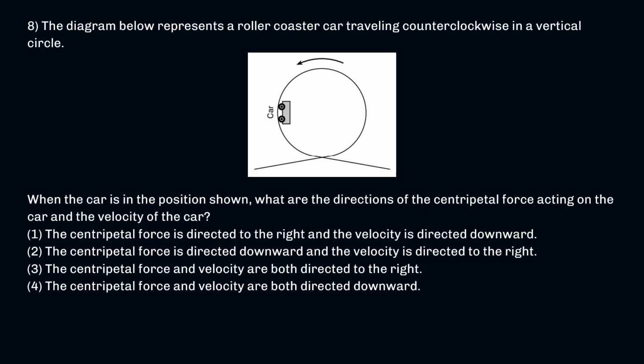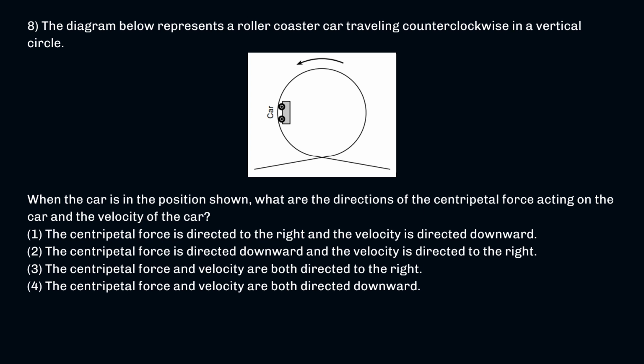All right, so number 8. The diagram below represents a roller coaster car traveling counterclockwise in a vertical circle. So when the car is in the position shown, what are the directions of the centripetal force acting on the car and the velocity of the car? All right, so this is a circle. When it talks about centripetal force, it really means, for my AP students, we get into that a little bit more, the sum of all forces pointing in a circle, and it's always going to be towards the center of a circle, especially for these types of situations.